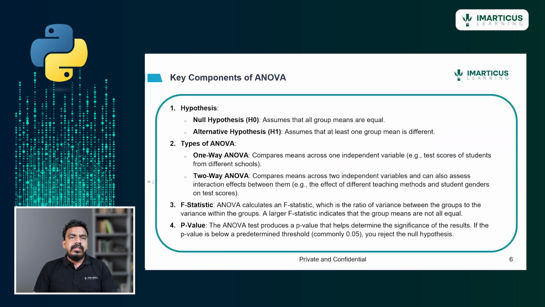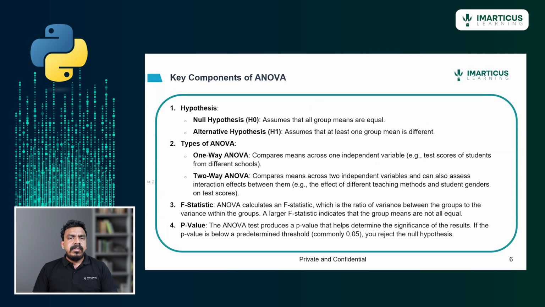What are the key components of ANOVA test? The major key component of ANOVA test is the hypothesis. So what is hypothesis here? Hypothesis is nothing but a mutually exclusive statement on the population using a sample.